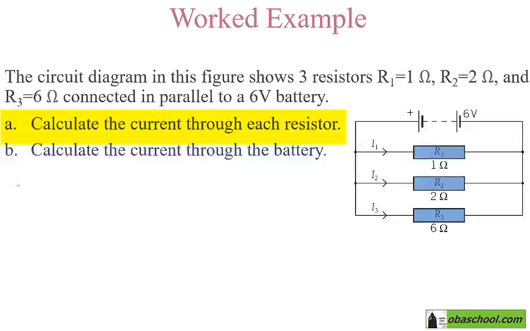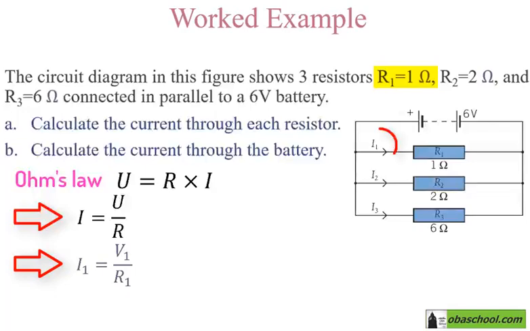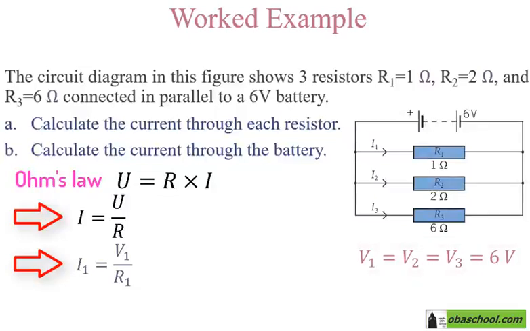Well, we're going to use Ohm's law. The voltage is equal to the resistance multiplied by the current. By rearranging this law, the current is equal to the voltage divided by the resistance. Hence, for the first resistor, I1, meaning the first branch, is equal to the voltage V1 divided by the resistance R1. Since the voltage is equal in a parallel connection, V1, V2, and V3 will be equal to 6 volt, which is the potential difference supplied by the battery.